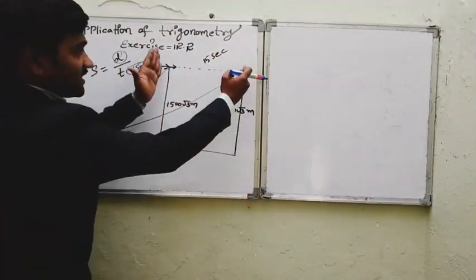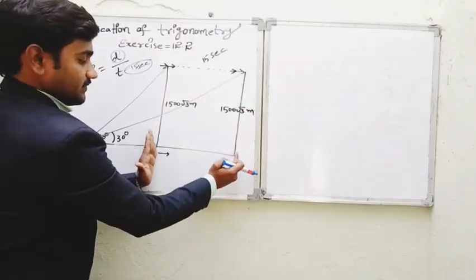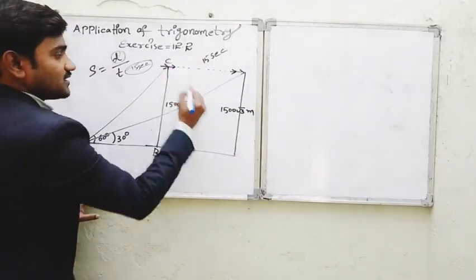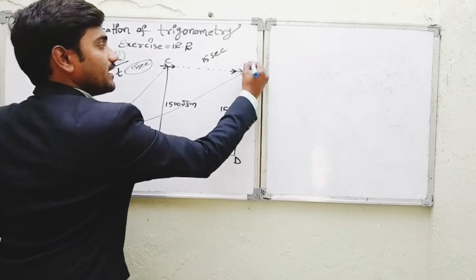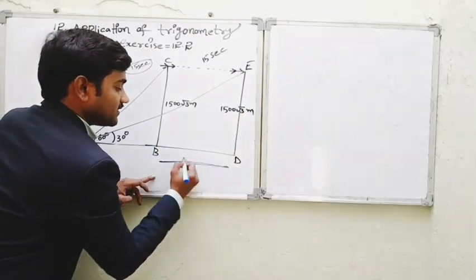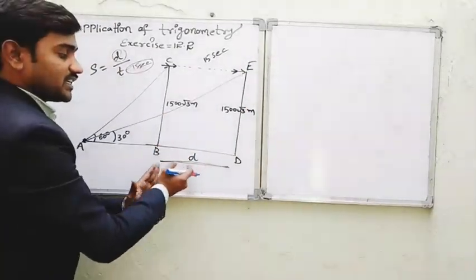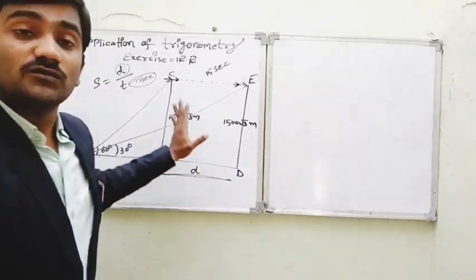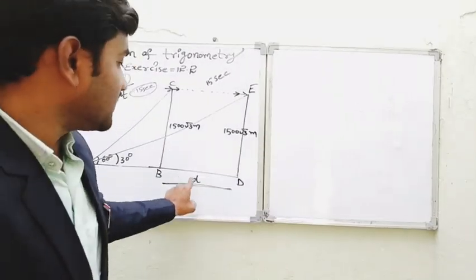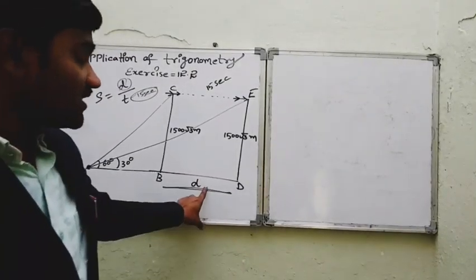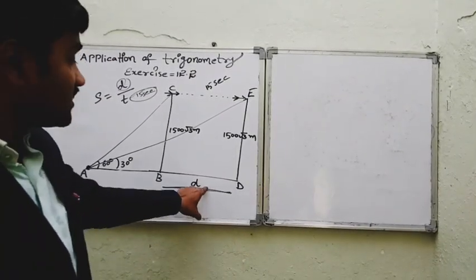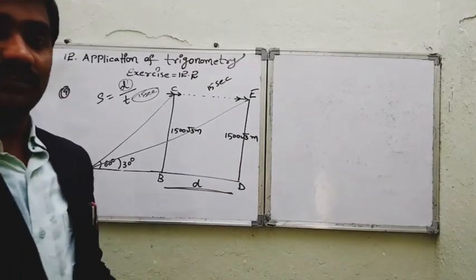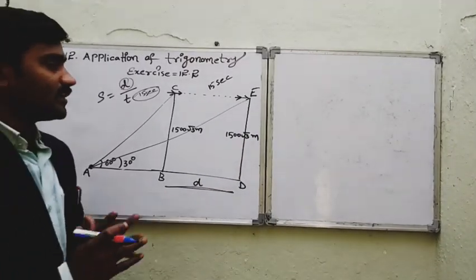In the 15 seconds, the jet plane travelled this distance. Suppose the points are A, B, C, D and E. In the 15 seconds, the jet plane travelled this distance. So we must first find out this distance. If we know this distance, then distance divided by 15 seconds gives us the answer.